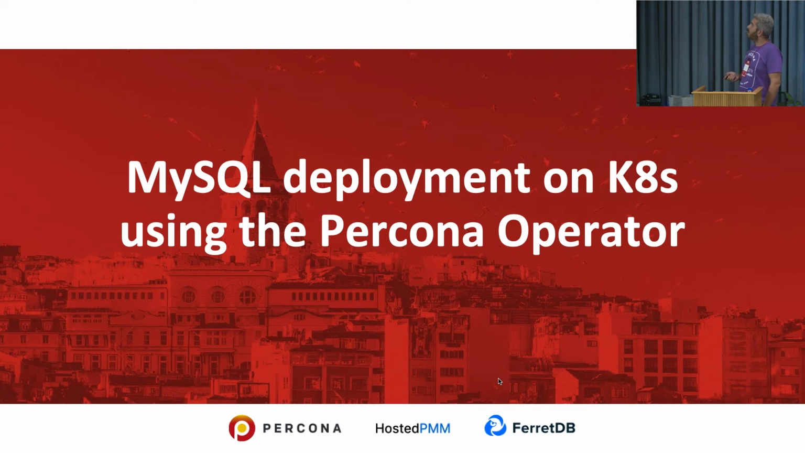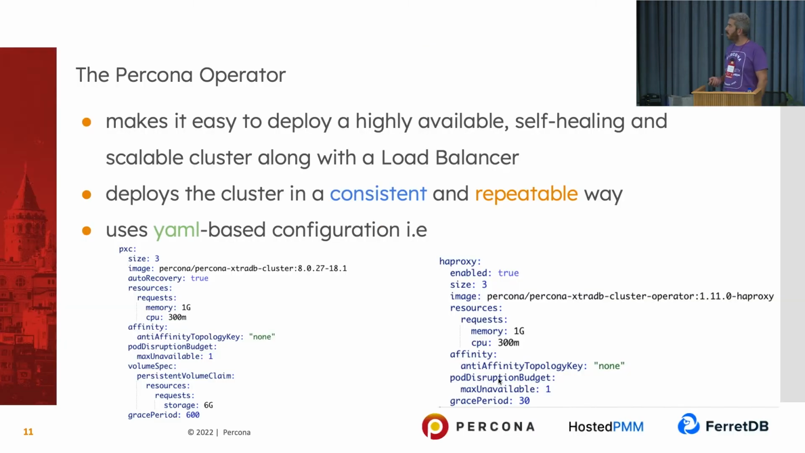And how to deploy MySQL on Kubernetes. The Percona operator makes it easy to deploy. Highly available: the service will always be up and running. Self-healing: if something goes wrong, the operator will try to recover the service. And a scalable cluster. That means if you need more or less resources, you can adjust based on your needs, with a load balancer in front of the cluster.